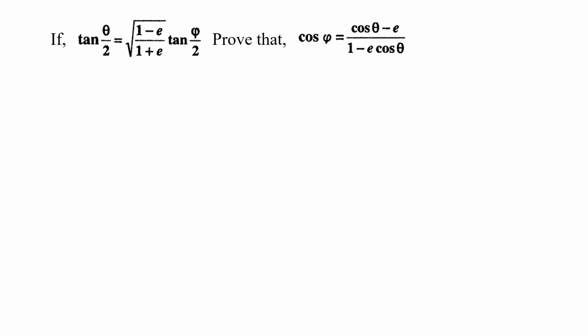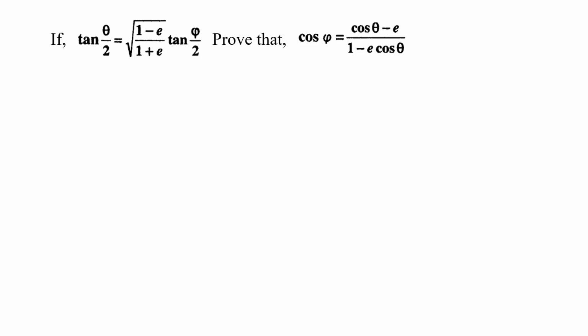Now the fourth problem. If tan theta by 2 equal to root over ((1 minus e) by (1 plus e)) into tan phi by 2, prove that cos phi equal to (cos theta minus e) by (1 minus e cos theta). This problem is very much important for your exam and also for creative questions.